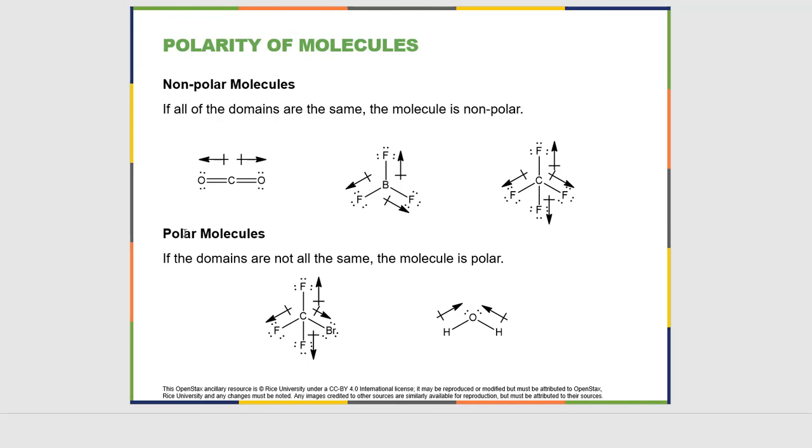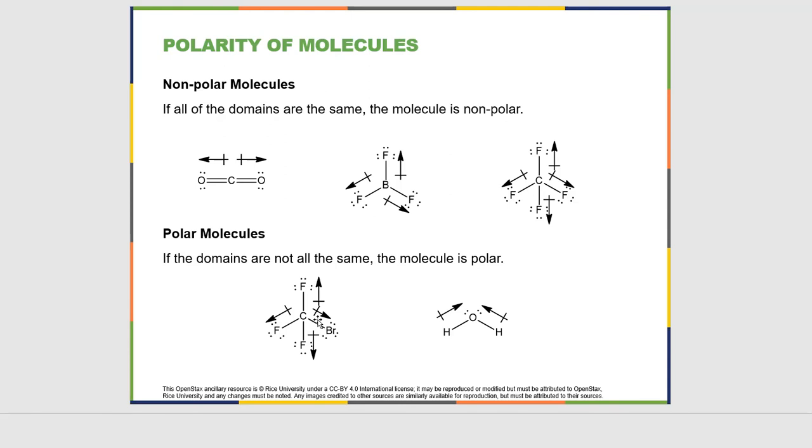Let's look at polar molecules. If the domains are not all the same, the molecule is polar. And we have two examples of this. In this case, we have three fluorines and a bromine. Well, fluorine is going to be more effective at pulling electron density than bromine. To illustrate that, I made the lines longer for fluorine and a little shorter for bromine.